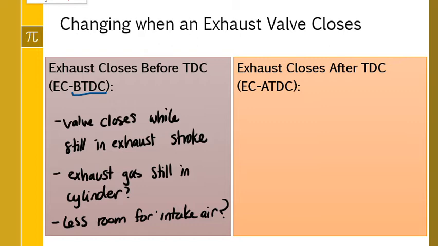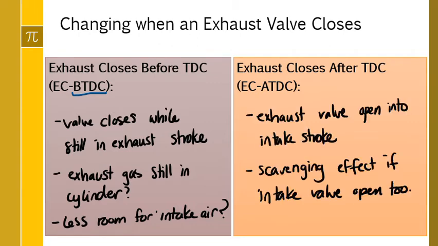And if we close the valve after top dead center, after we've rotated through that 360 or whatever, the exhaust valve will be open into the intake stroke. Now, we talked about that before with opening the intake early. You get that scavenging effect that helps draw in intake air when the exhaust exits. And it's going to minimize the internal exhaust gas recirculation.